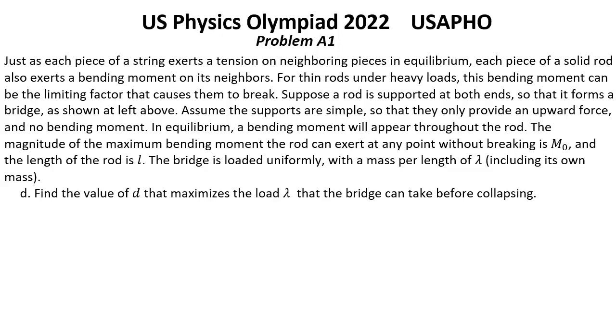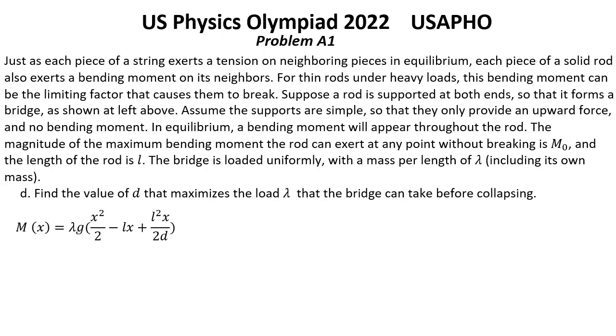Solution for question D. Find the value of d that maximizes the load lambda that the bridge can take before collapsing. If the bridge doesn't collapse, then the magnitude of the bending moment must be less than m0 everywhere throughout the rod. Consider how the bending moment varies as one moves from the left end of the rod to the right.